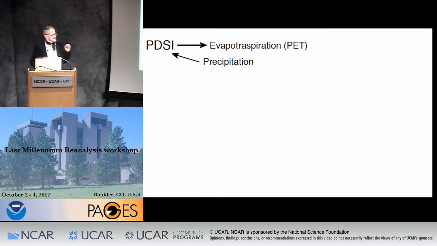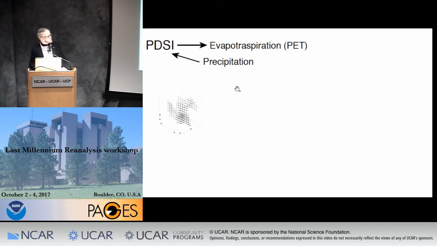Before we go further, I think it's instructive to split PDSI out into its components. So PDSI is driven by inputs from precipitation and outputs from evapotranspiration. Typically, we estimate that by calculating PET and then scaling that by a constant factor.